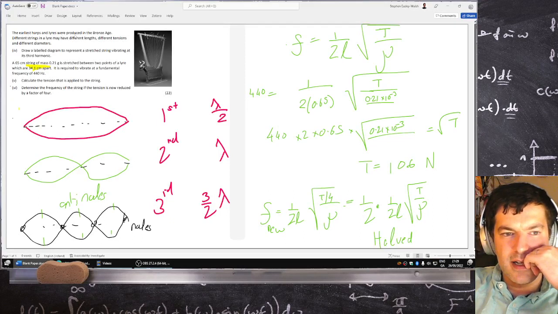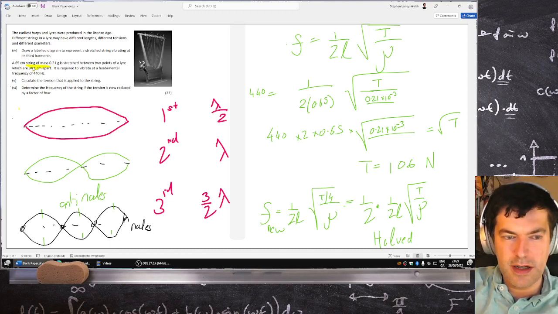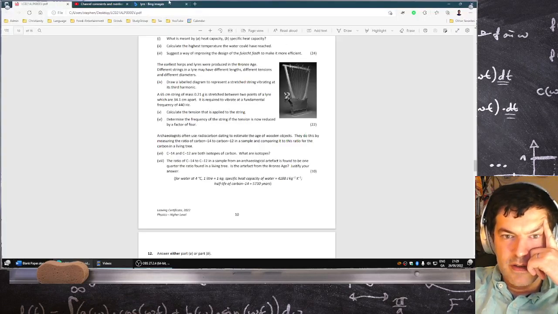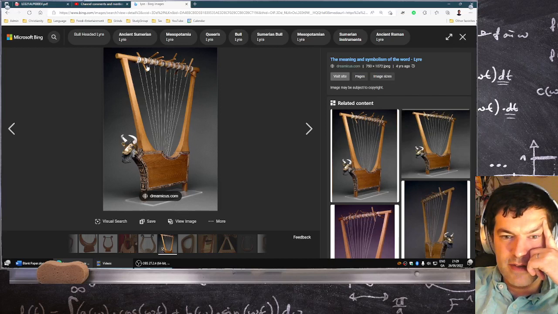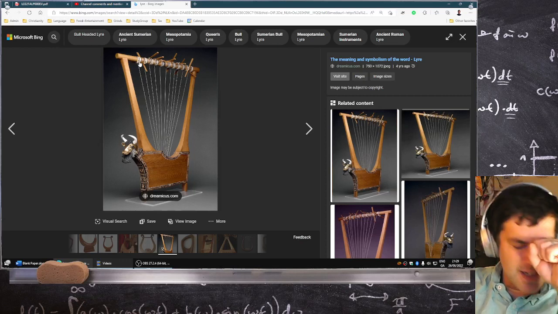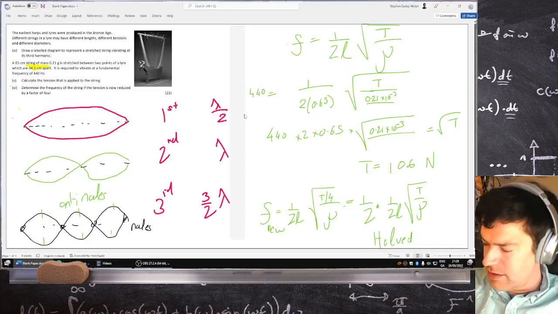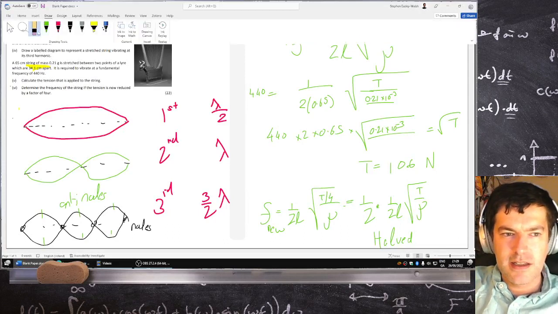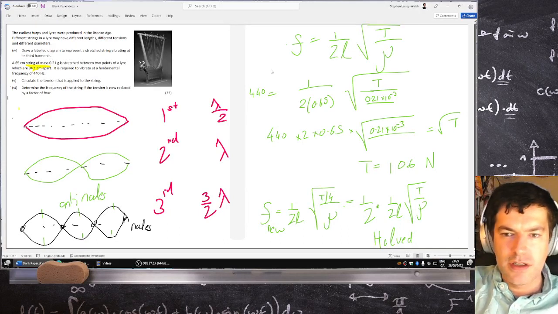The earliest harps and lyres were produced in the Bronze Age. Different strings in a lyre may have different lengths, different tensions, different diameters. A 65 centimeter string is stretched between 2 points of a lyre, which are 34.1 centimeters apart. So if they're just winding this around and stretching it, the excess string doesn't enter the situation because it's just tied around the top. Oh, I hate this question. So I think now, in hindsight, I'm going to have to change those numbers.